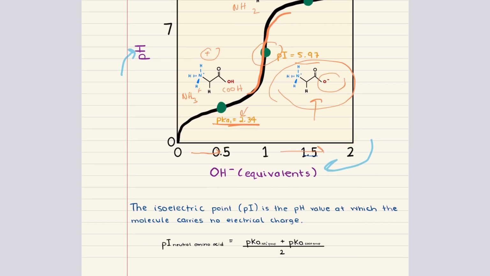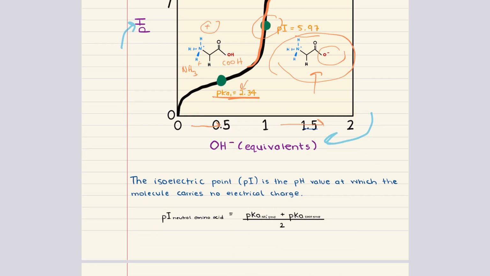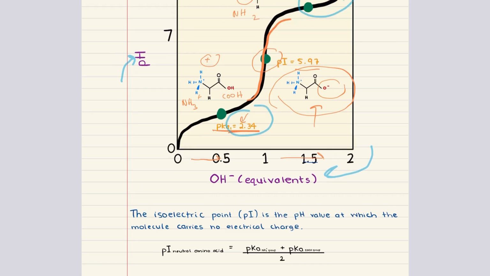Now, an important question to ask is, how do we calculate the pI for a neutral amino acid like glycine? Since it has only two ionizable groups, the amino group and the carboxyl group, we take the average of the two pKa values. So this is going to be 2.34 plus 9.6, and that is divided by 2. This gives us 5.97. That is the pI value for glycine.